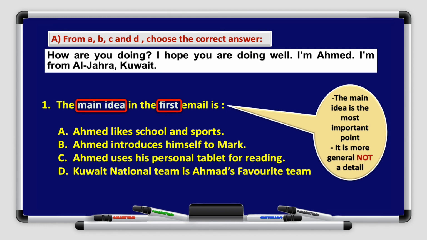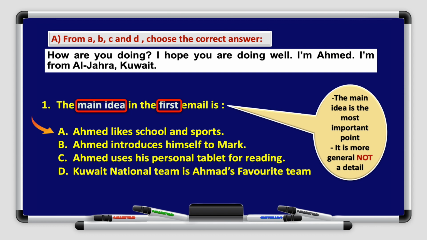So from A, B, C, and D, choose the correct answer. Number 1, the main idea in the first email is, before we talk about the options, the main idea here is the most important point of the paragraph. It's a more general idea and not a detail. So let's read the options we have here.